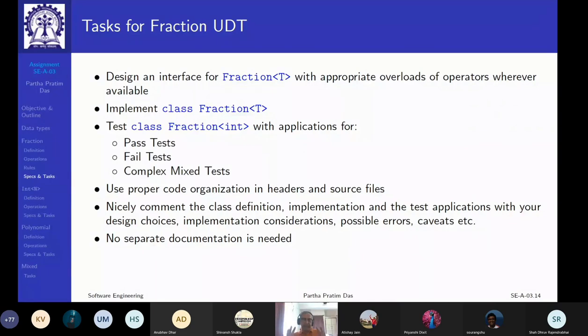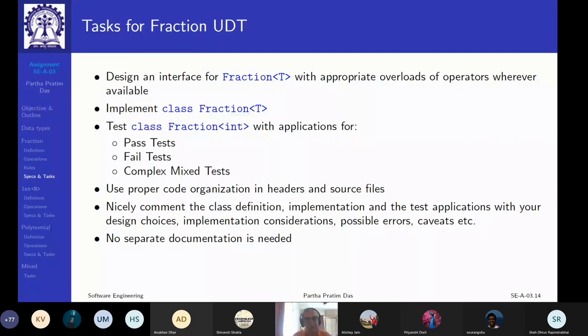As we'll see, it is customary to classify the tests in at least two groups. One is tests that you expect to pass. If I construct a fraction with 2 and 3, then I should get a fraction 2 by 3. So I write that as a pass test.